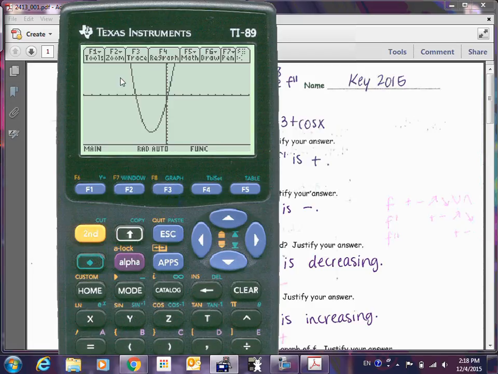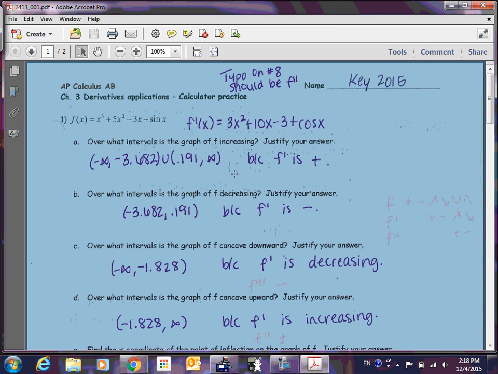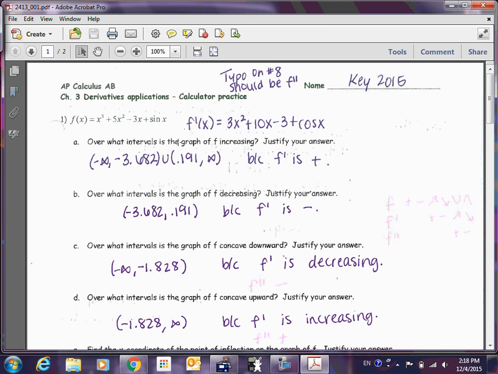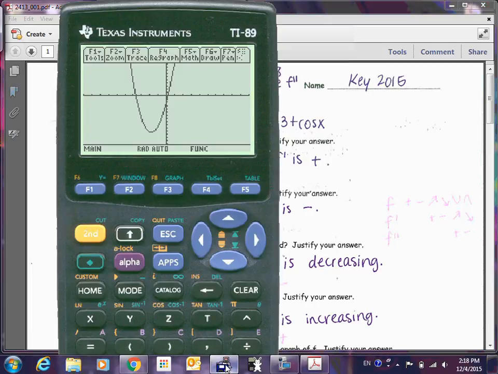Okay, so remember this is the graph of f prime. If we're trying to figure out on what intervals the graph of f is increasing, what should I be looking for on the graph of f prime? Stay with me here. f prime is positive. So I would just use this interval and this interval over here. So I need to find these numbers. How do you find those numbers?